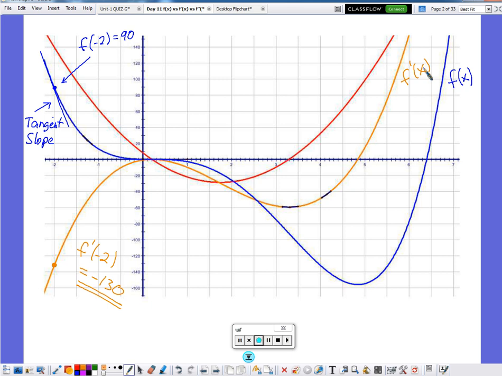That means we can go to the graph of f at exactly the same x coordinate, -2, and I can write down that the slope of this tangent line is exactly, well, we're kind of estimating a little bit, but it's -130. This line has a negative slope, and its slope is -130. That's what f prime means. Every point here is representing a slope up here.